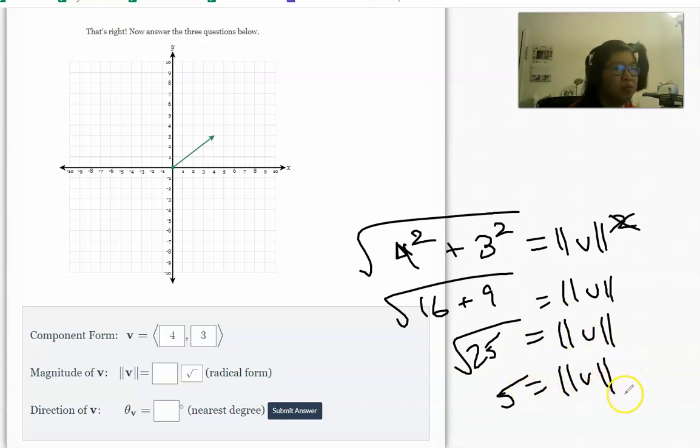Something very important to note is that magnitude is never negative. So never worry about that extra case there. And since we don't have a radical, we can ignore that radical button. We can just put our 5 right in there.